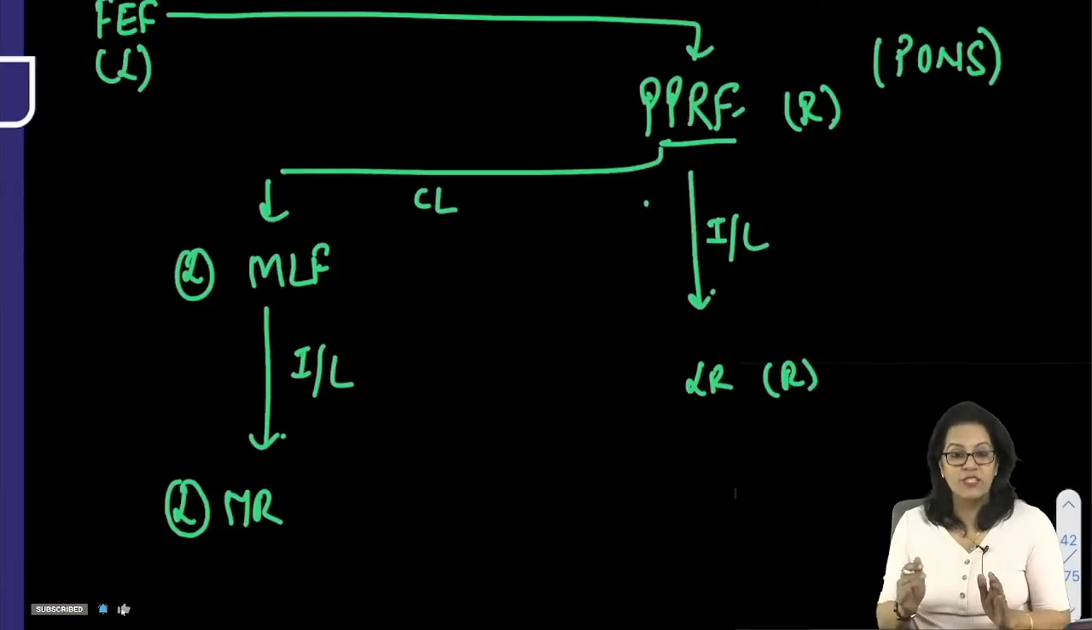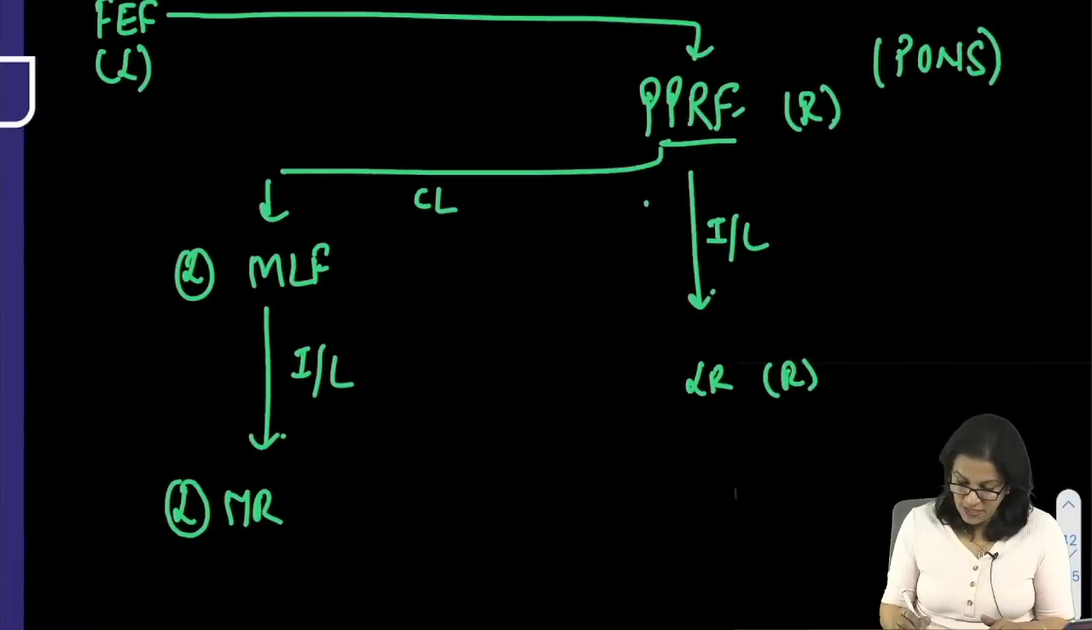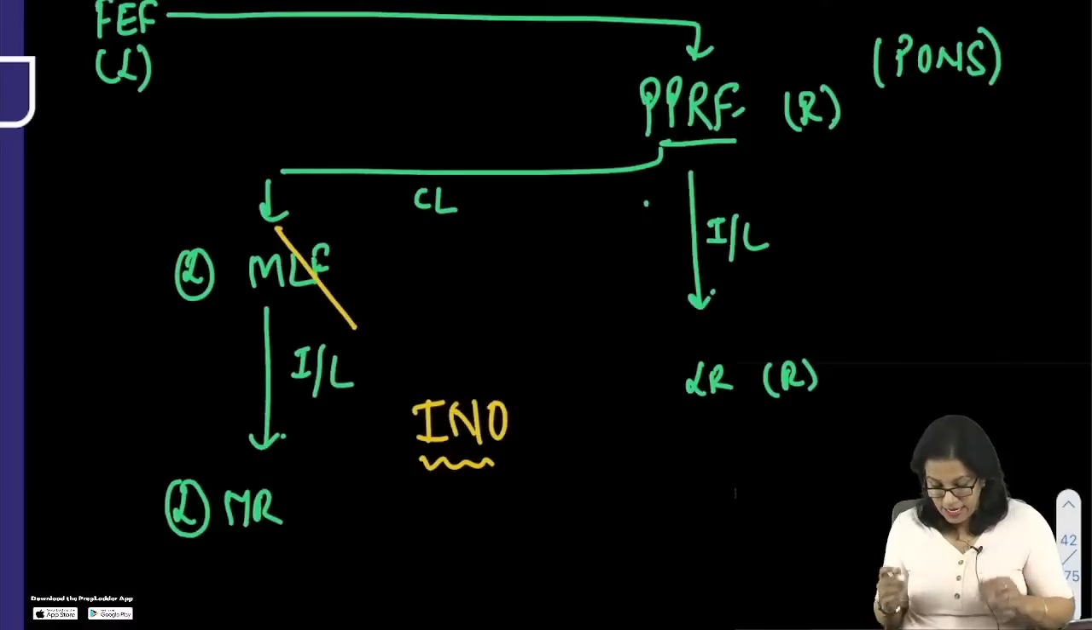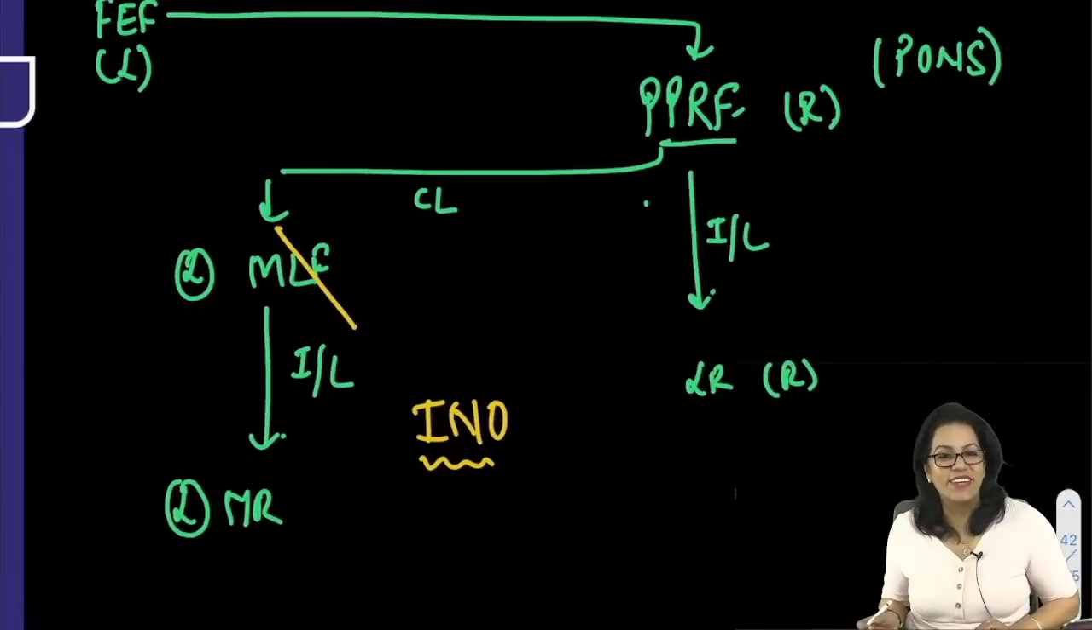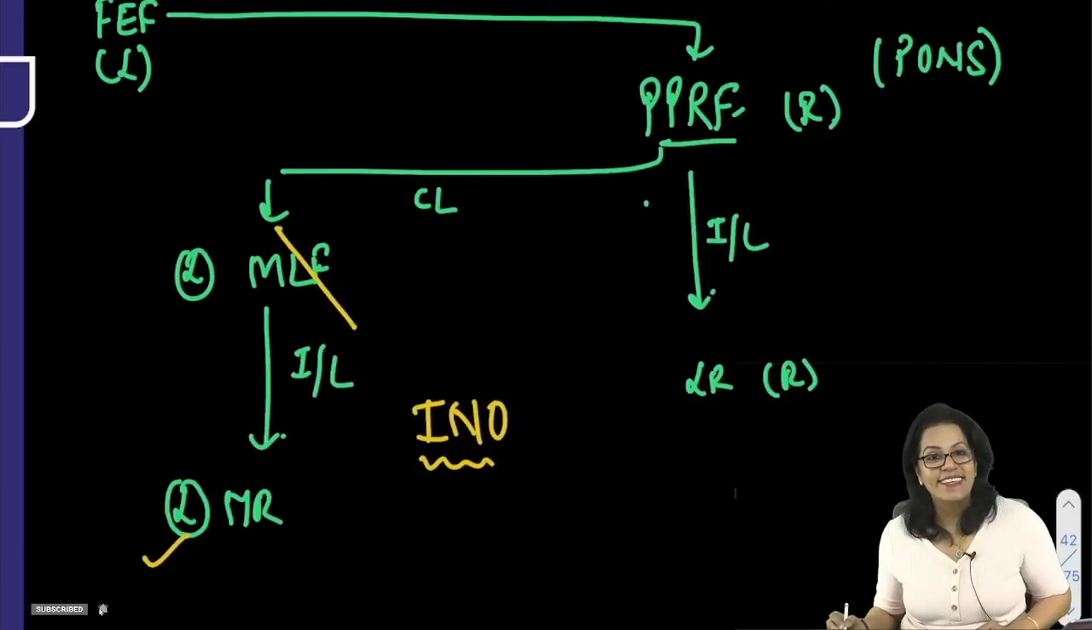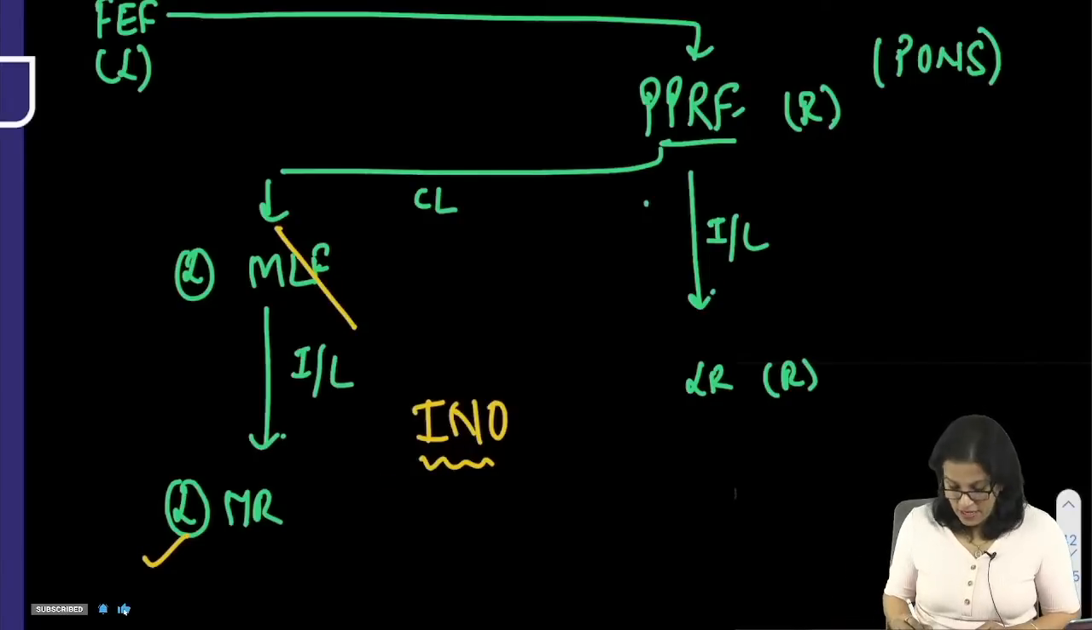Now when there is a lesion of the MLF, what happens? We all know this. Any lesion of the MLF leads to INO, internuclear ophthalmoplegia. This is a quick revision towards that question. So what are the features of INO? We all can see this. If MLF is gone, that-sided medial rectus is gone. But the other side PPRF and lateral rectus are fine, right. So what are the two features of INO?